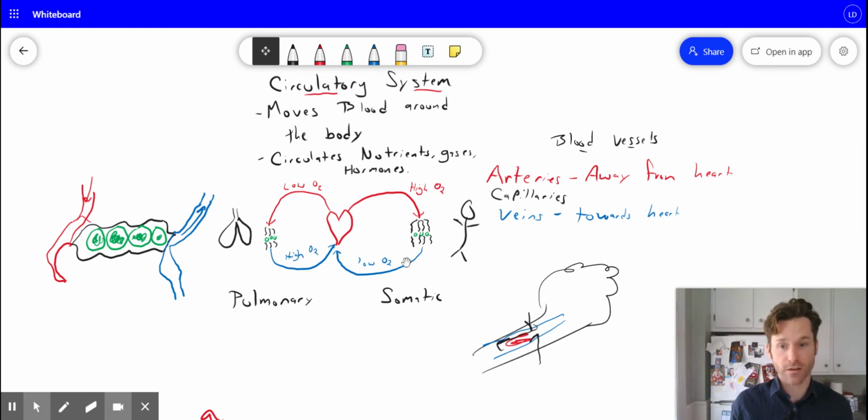So it goes in this kind of figure eight pattern here. Right? So it flows, the O2 gets used up, goes back to the heart, gets sent to the lungs, comes back to the body. It just goes like this over and over and over again in a big circuit. Yeah, and that's the circulatory system. Boom.